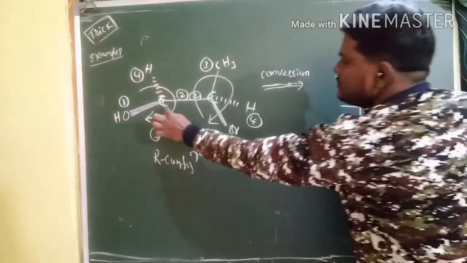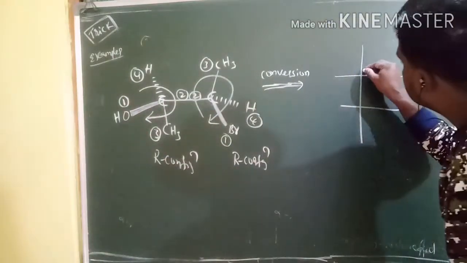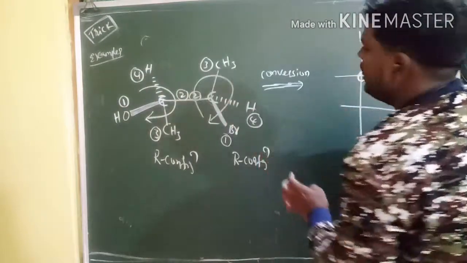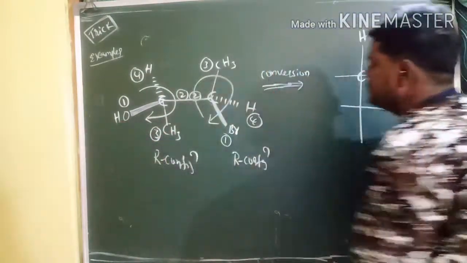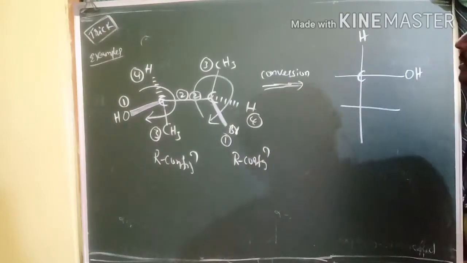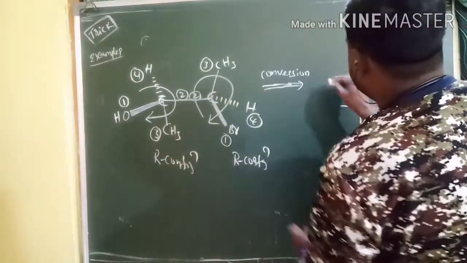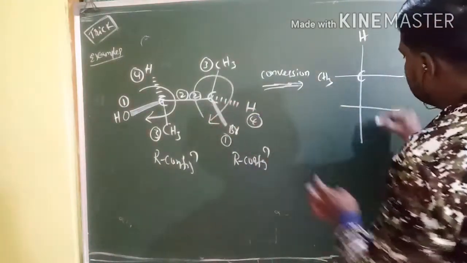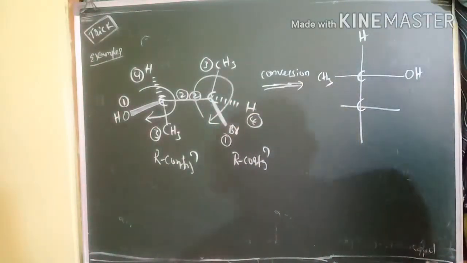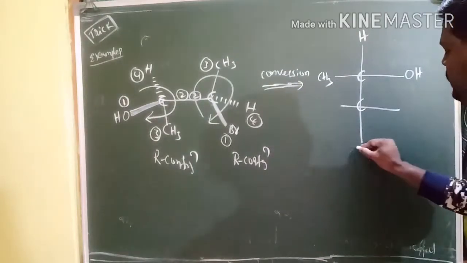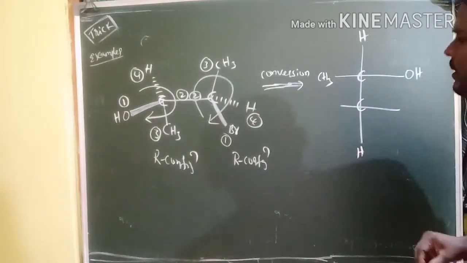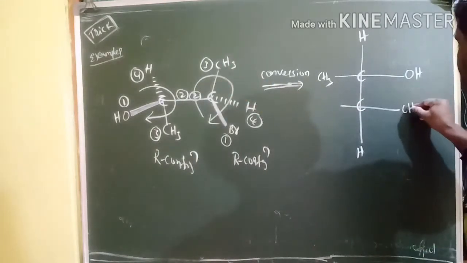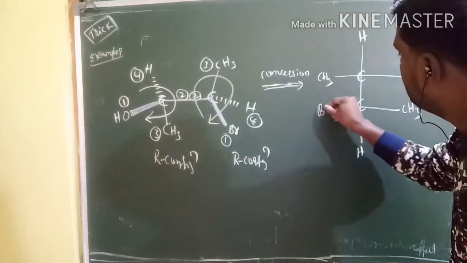First take this one, chiral center. Yes, here chiral center. Here hydrogen. Next OH. Next CH3. Coming into this chiral center, yes, chiral center. Next broken wedge, least priority, hydrogen. Next CH3. Next Br.